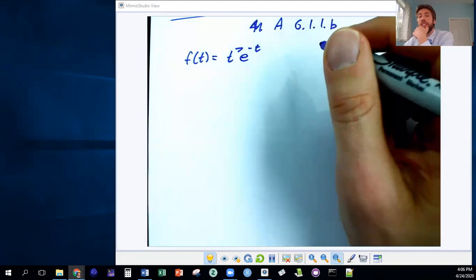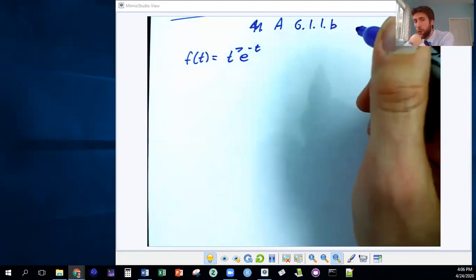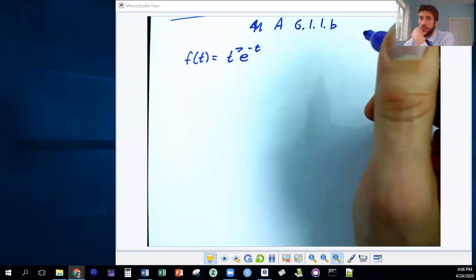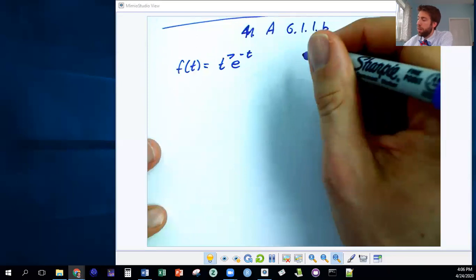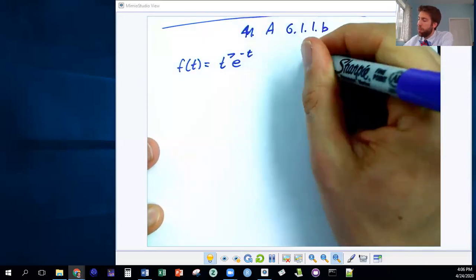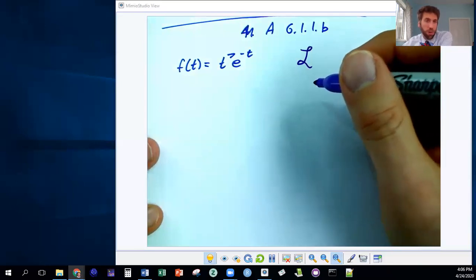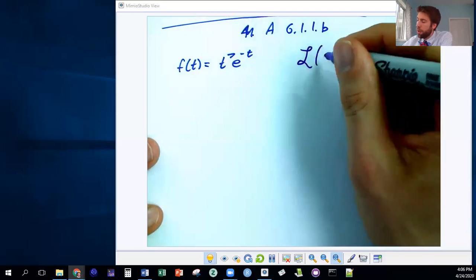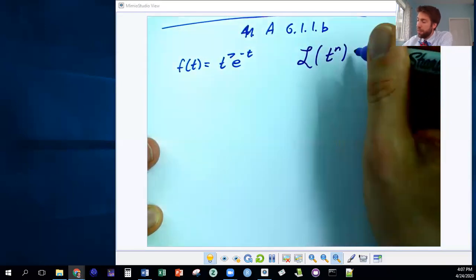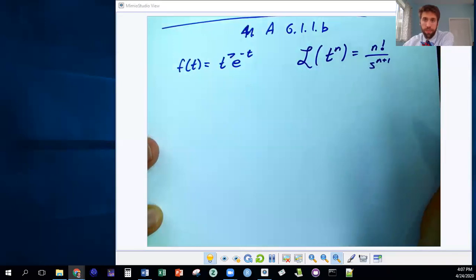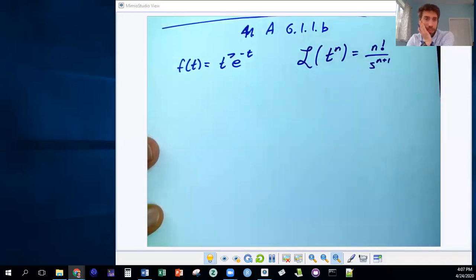We basically had 6 over s, and then times 5 over s, times 4 over s, 3 over s, times 2 over s, and then times 1 over s squared, which means that the Laplace transform, and that pattern would continue really for any power of t. So the Laplace transform of t to the n is n factorial over s to the n plus 1. Okay, make sense?